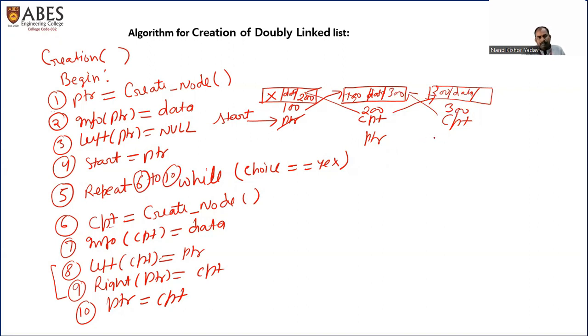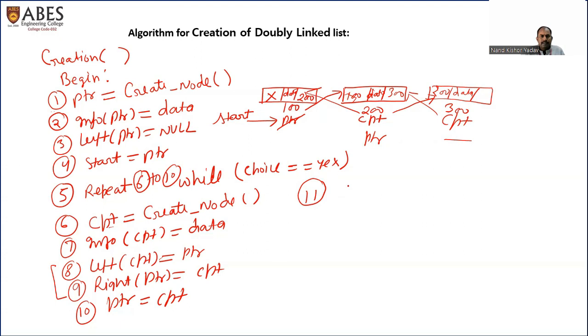Now in a similar way, the user can give choice yes and we can create a fourth node, and similarly we can create a fifth node, sixth node, or nth node also. Now suppose after creation of the third node the user gives choice no. If the user gives choice no, we have terminated the loop. So in that case this will be our last node. What happens in the last node? We have to put a null value. So for that we write the 11th step after the loop, which means step number 11 will not be included in the repetition of the loop.